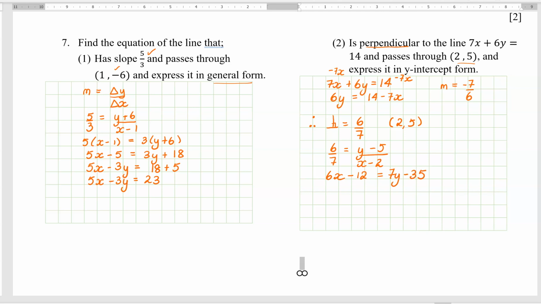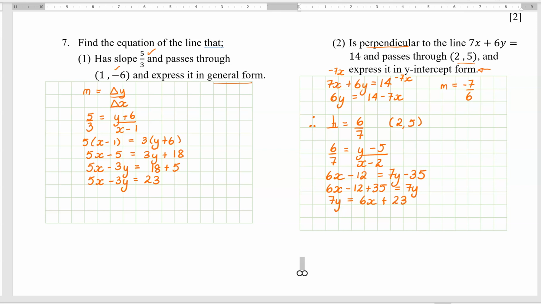And before we just go on our merry way, we go back, read the question. It's in y-intercept form. That means we have to get y by itself. So I'm going to keep the 7y where it is. I'm going to get rid of this take 35 and add 35. So that becomes minus 6x plus, sorry, take 12 plus the 35. Tidy that up, and I can now write that nicely. I like to have my y on the left, so that's 7y equals 6x plus 23.